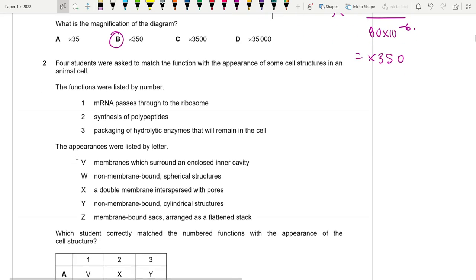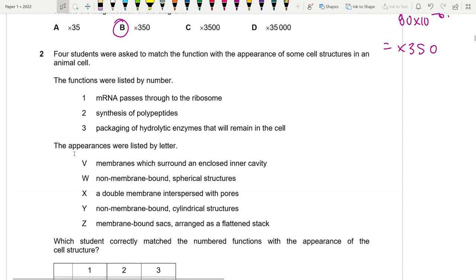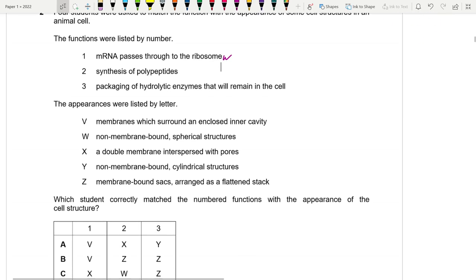For question 2, we're asked to match the function with the appearance of some cell structures in an animal cell. The functions were listed by number. mRNA passes through the ribosome. We've seen this in paper 1.1 and 1.3. It's quite similar. It should be pretty easy. So this is basically a double membrane interspersed with pores. This is the nuclear envelope. So one should be X.